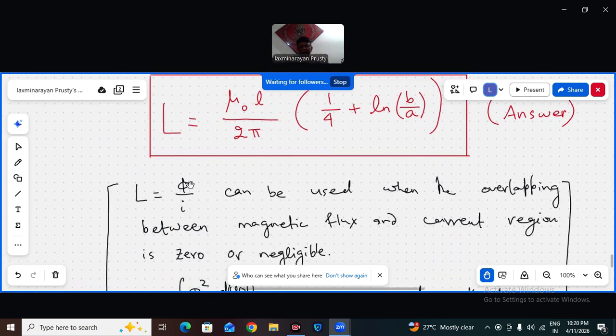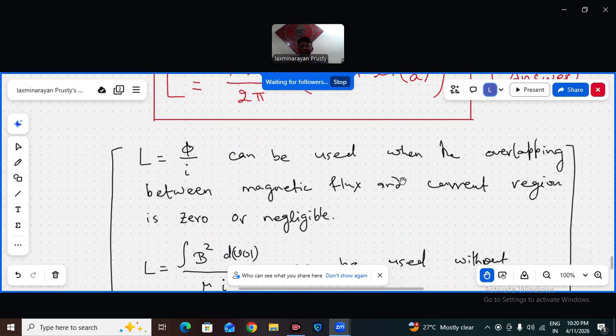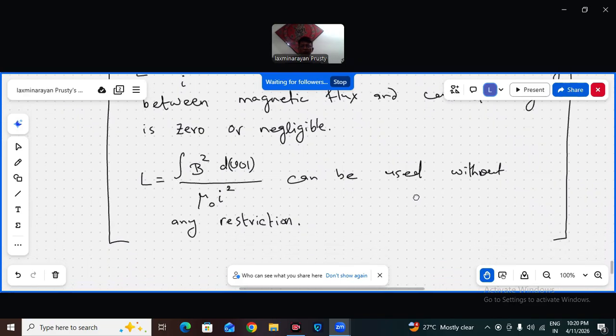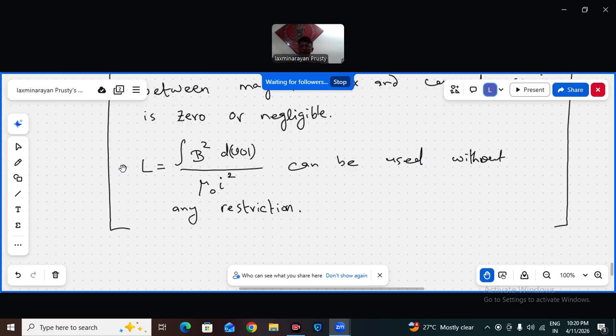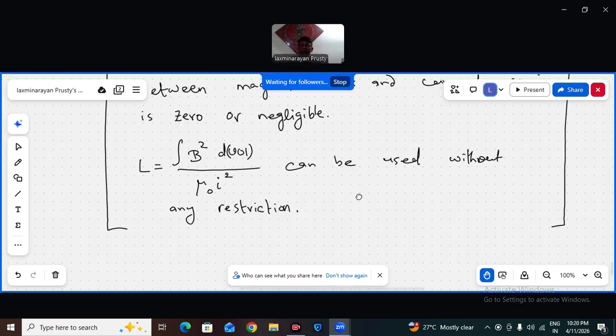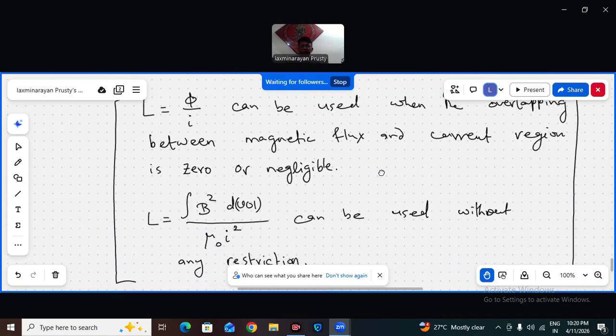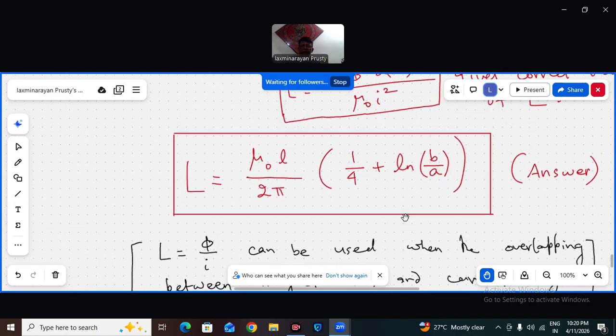L equal to flux by I can be used when the overlapping between magnetic flux and current region is 0 or negligible. L as integration of B square d volume divided by mu naught I square can be used without any restriction. This is the more accurate one, and the other is conditional. Am I clear?